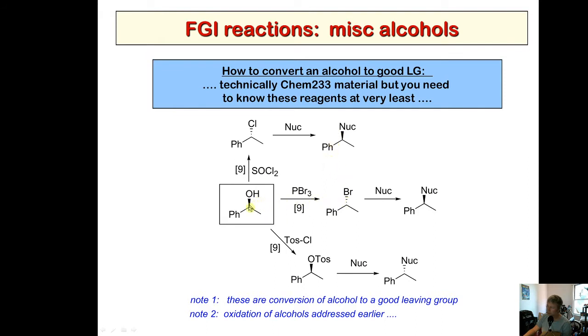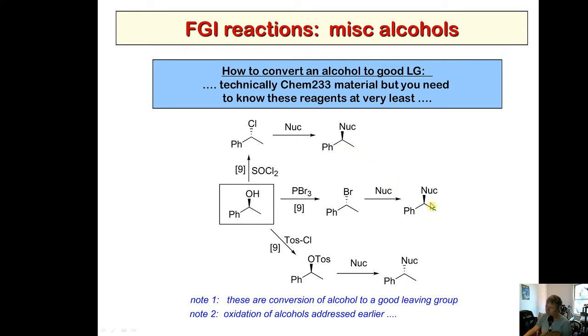PBr3 does the same thing. And so oxygen attacks phosphorus, kicks off Br, makes it a good leaving group. Br attacks, kicks off that, and then it does a double inversion. So then your stereochemistry in the end stays the same.